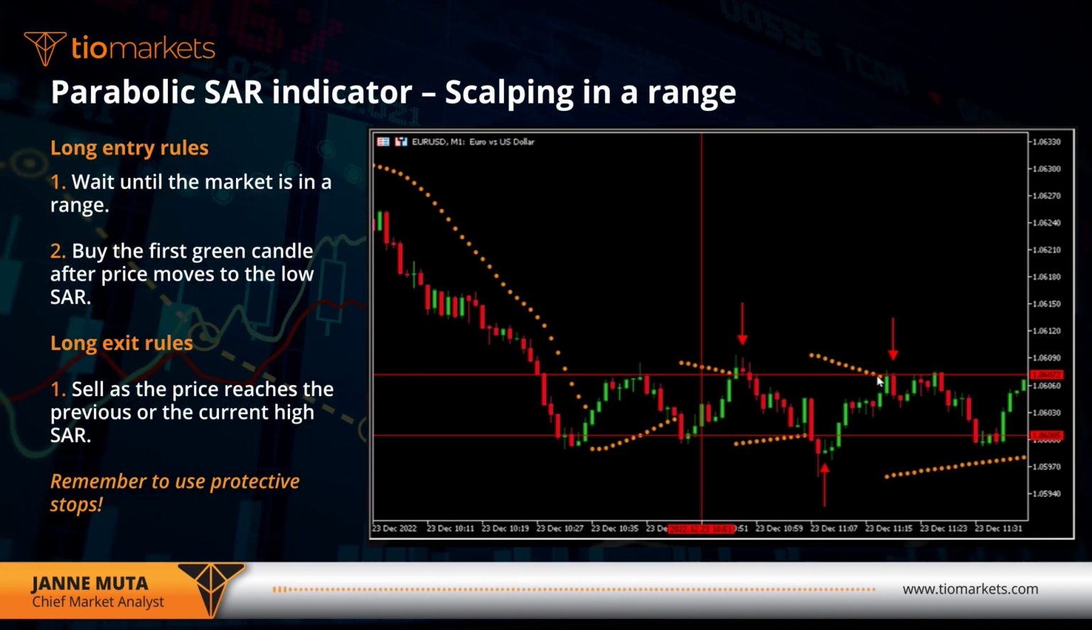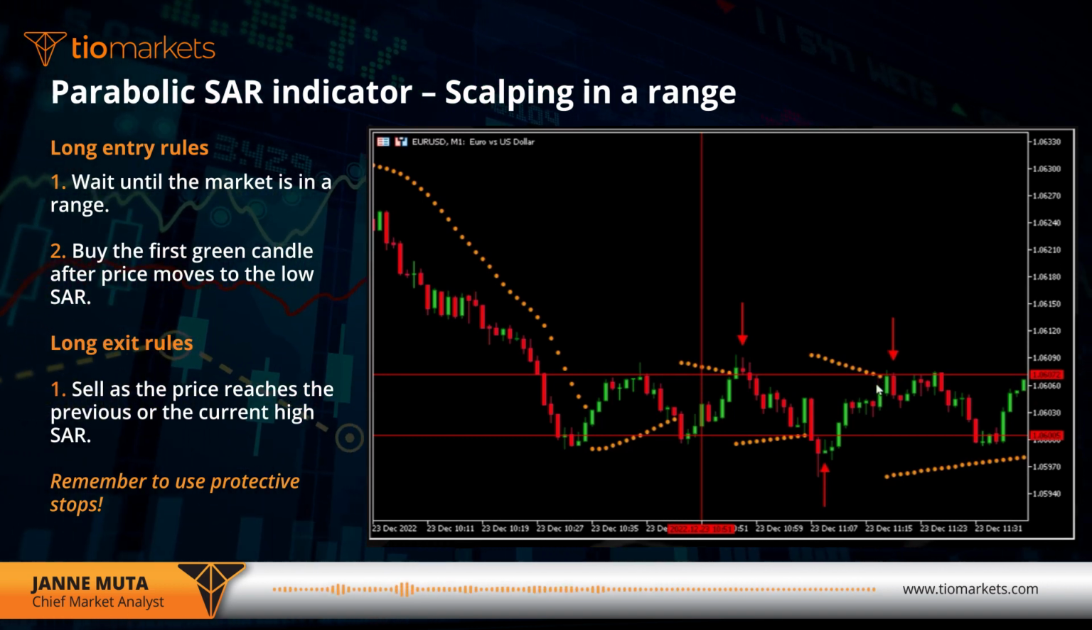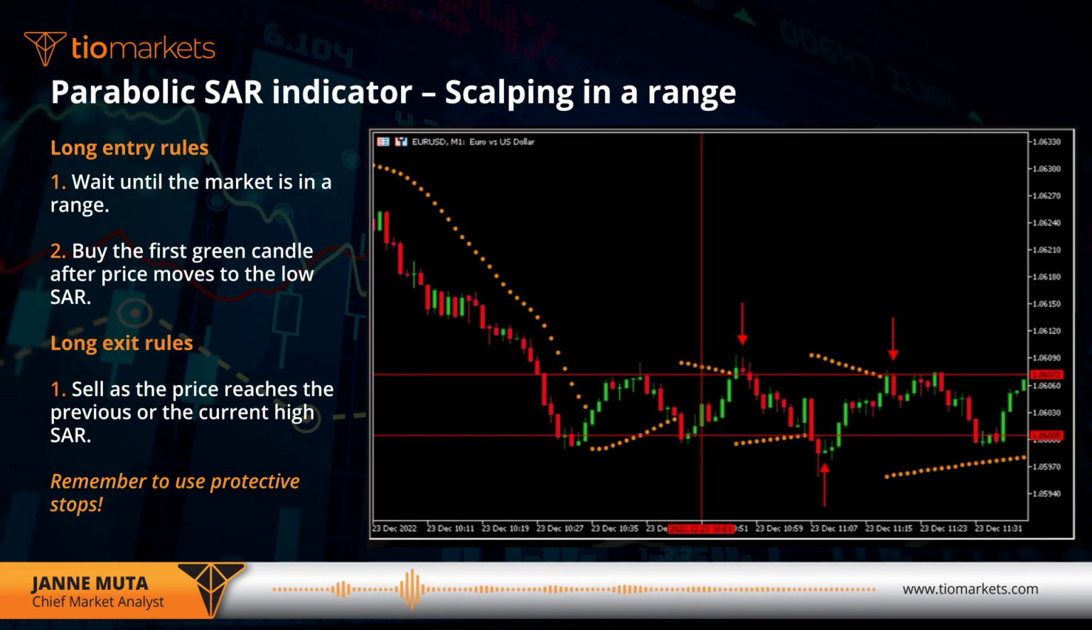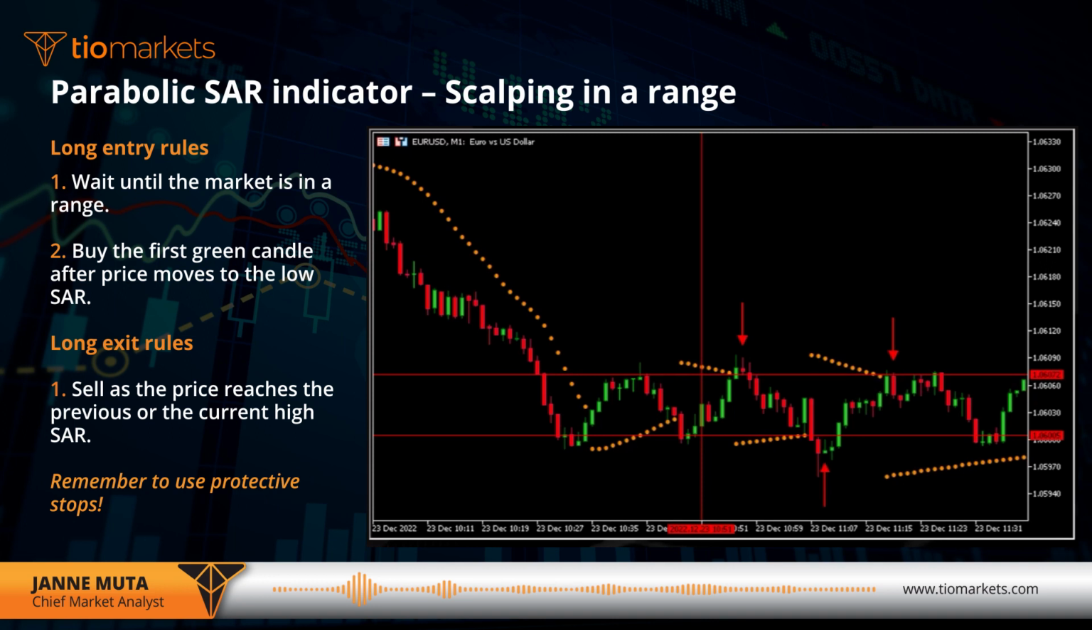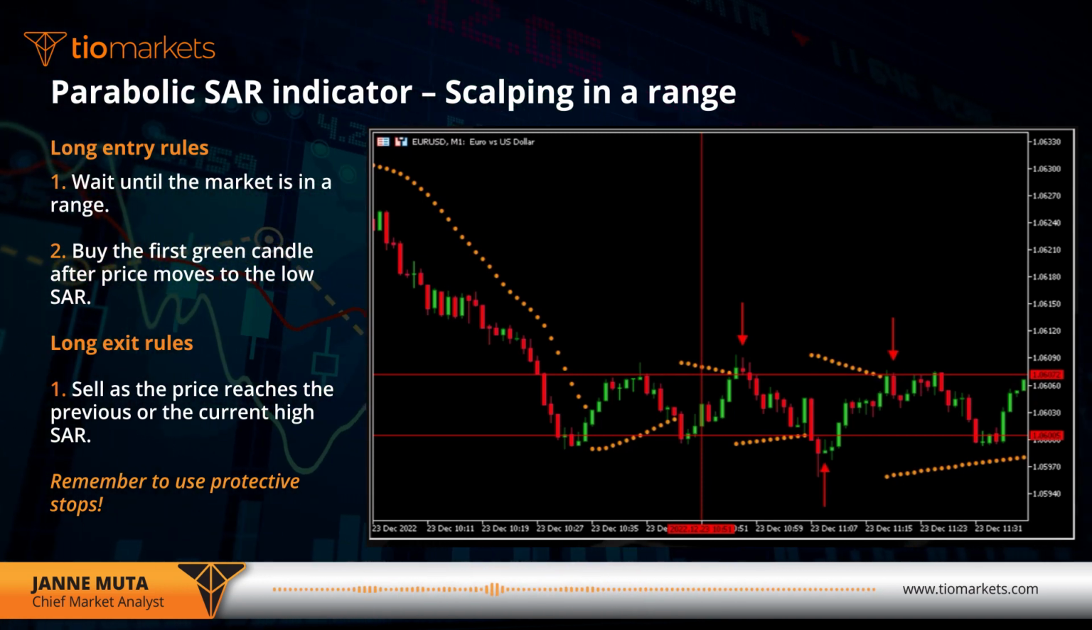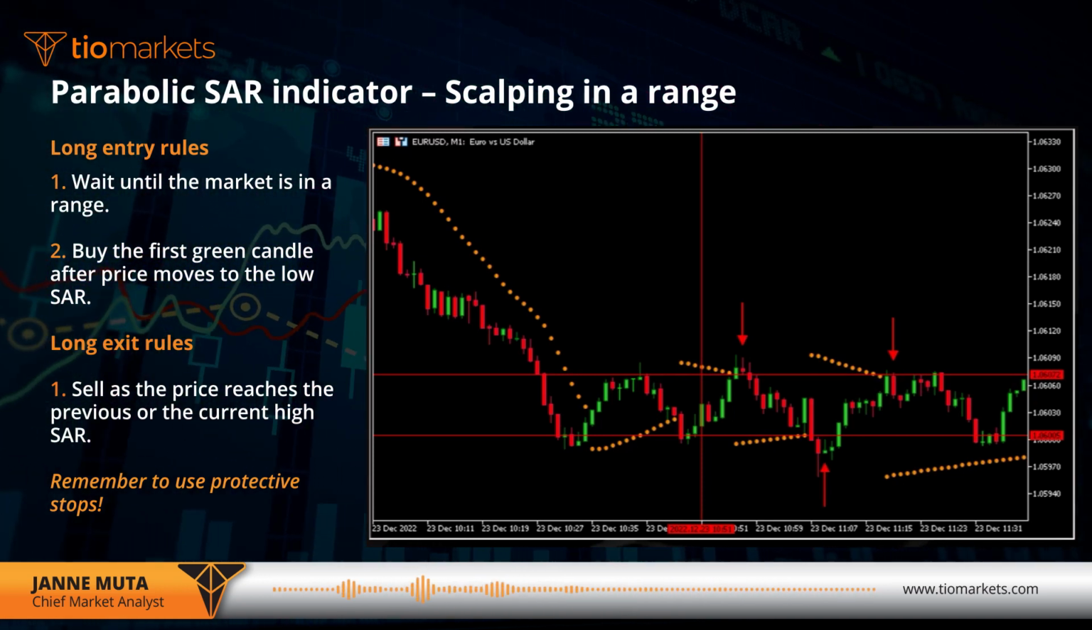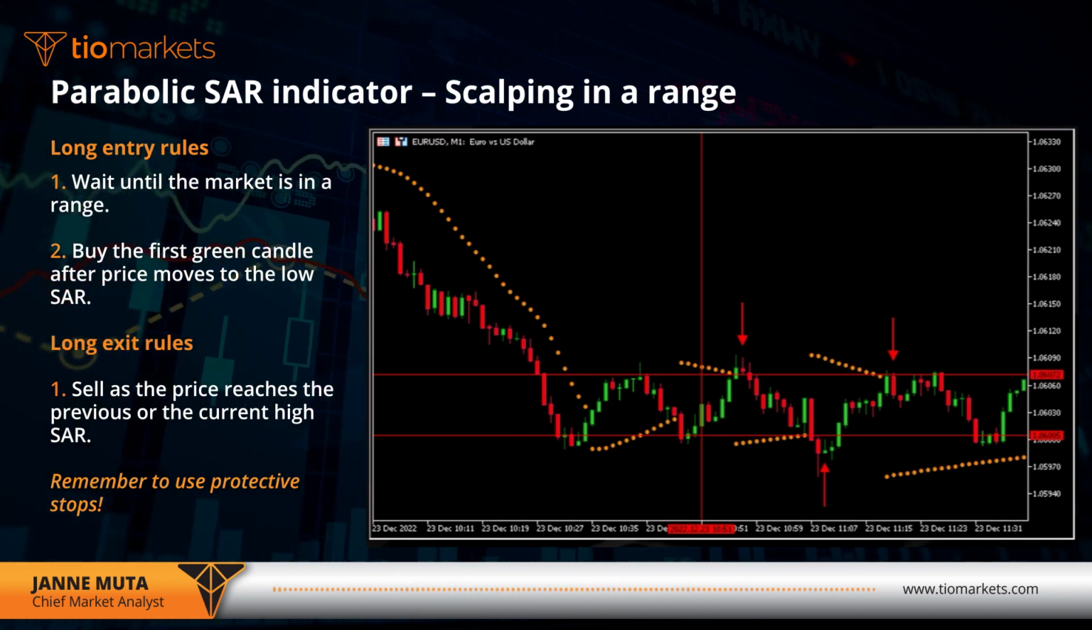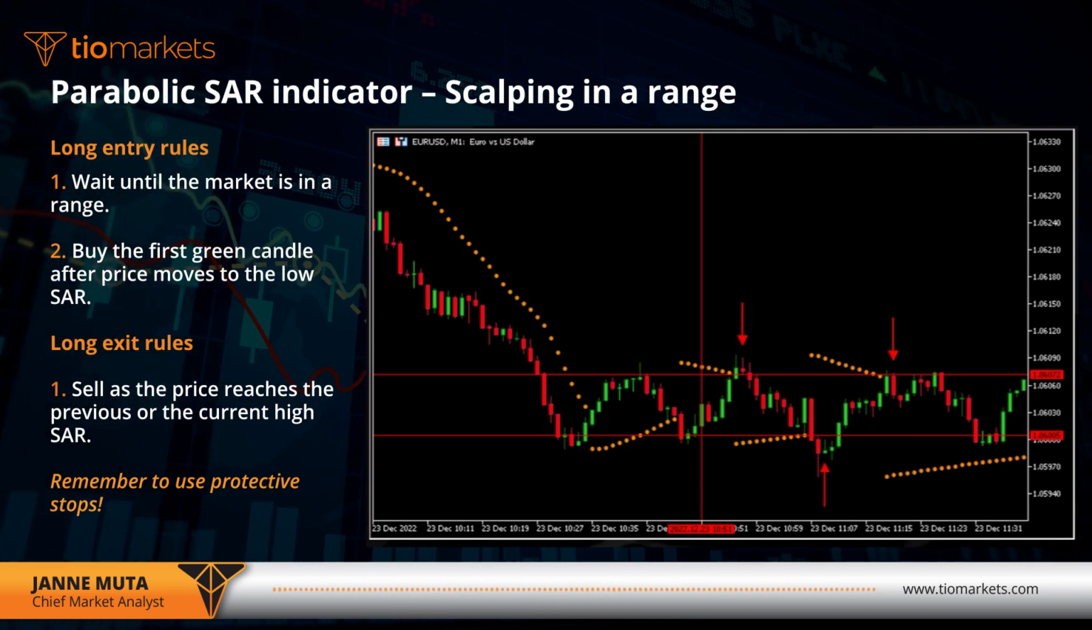So that's long entry and long exit rules for this strategy. And like I said before, you need to test these historically. Go back through the charts and see if it works. If you like it, if you need to modify it, feel free to do so.